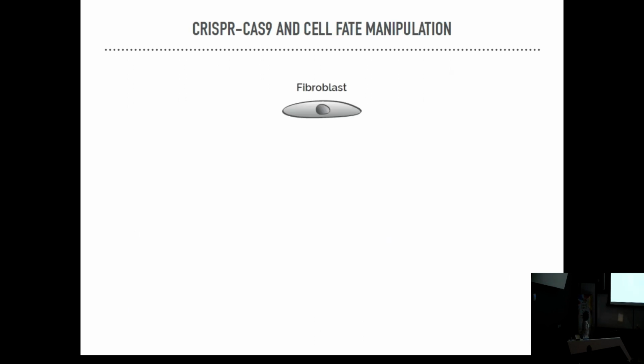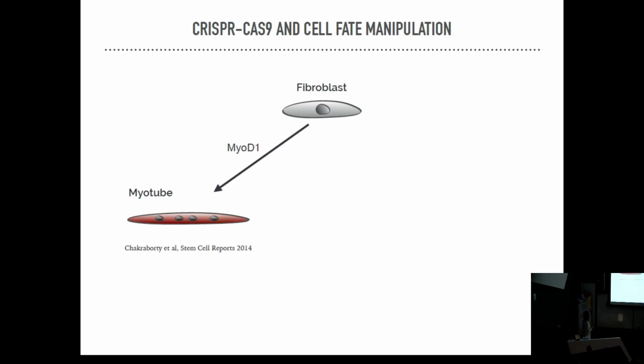Is this going to work? Yes, because recently there have been papers showing that you can change the cell fate with the use of the Cas9. This was the first one, where they did exactly what people did in the first transdifferentiation experiment, but in this case no exogenous DNA was provided to the cells. They just activated the expression of MyoD in fibroblasts, so their own gene in their own genome, and those cells were successfully transdifferentiated to myotubes.